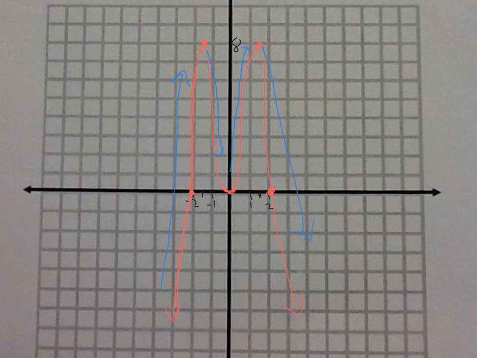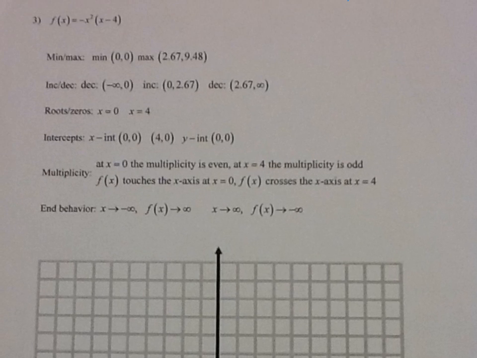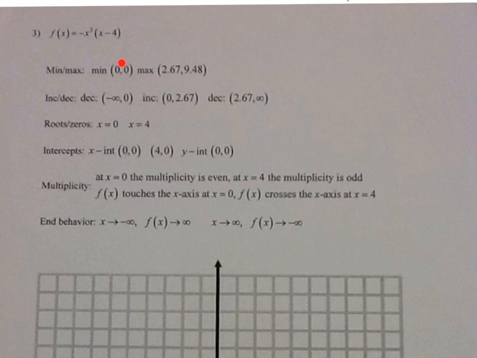Problem 3 is next. Okay, so let's take a look at problem number 3. Notice I have a minimum here at 0, 0, so the min is going to go this way. And then I have a max right here, 2.67, comma 9.48, so it's going to go like that at that number. And at the same time, I'm going to put my points on my roots where it crosses or hits the x-axis at 0 and 4. All right, so let's do that.